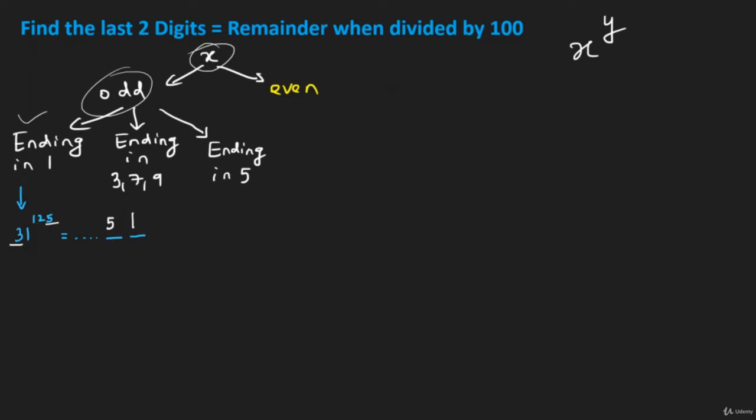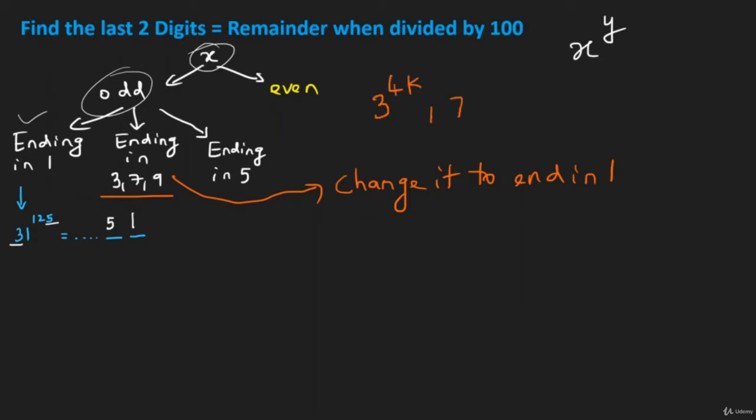All right, we move on to the case where we have the number x ending in 3, 7 or 9. In this case, you need to change the number to a number that ends in 1. Now, let's see how we can do this. We can observe that 3 to the power 4k, 7 to the power 4k and 9 to the power 2k will end in 1. So for example, what's 3 to the power 4? That's 3 into 3 into 3 into 3, that's 9 into 9, which is 81.